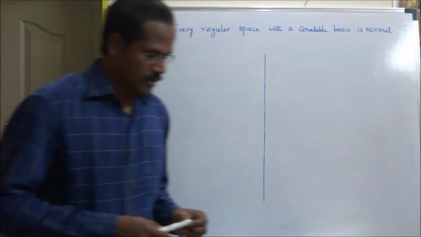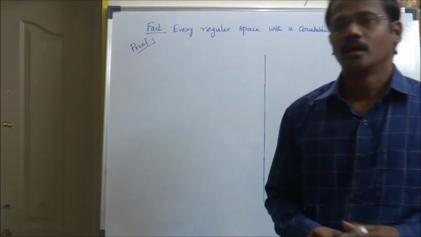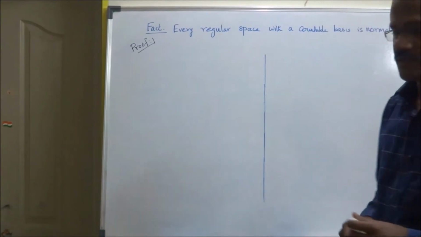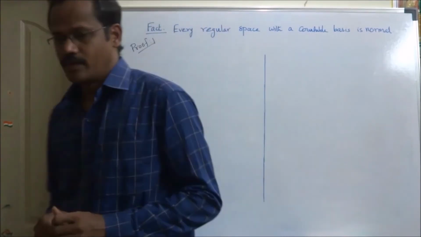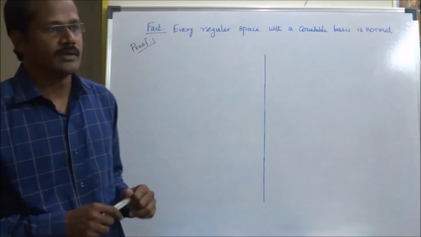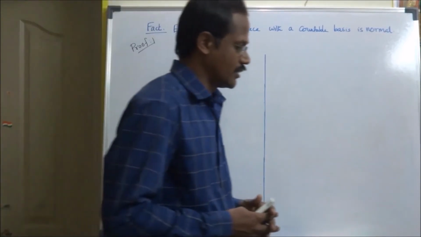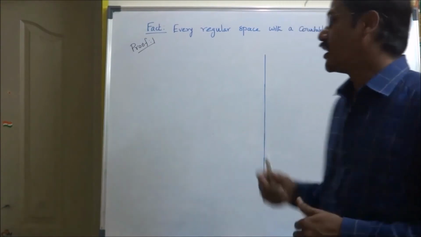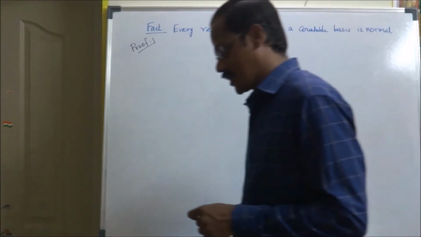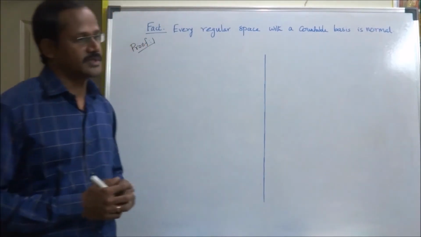Morning, students. Today in this video, we are going to prove that every regular space with a countable basis is normal. We have already discussed the definition of a regular space and some of its properties. Suppose we have a regular space whose topology is induced by a countable basis. Then the space becomes a normal space.